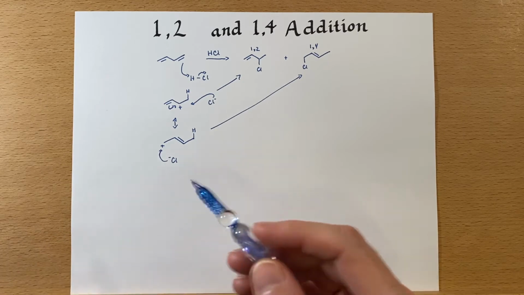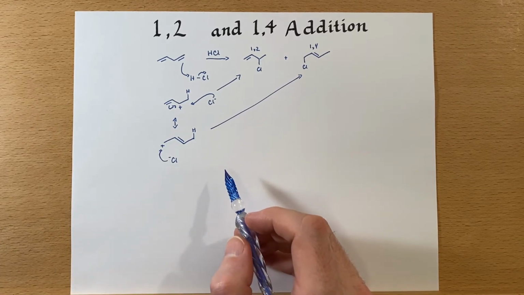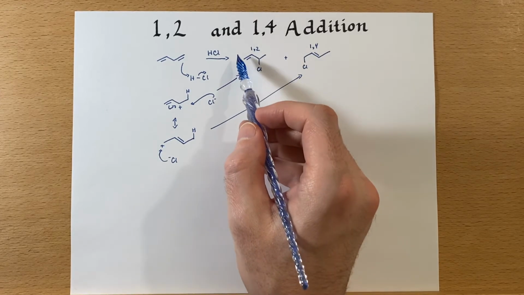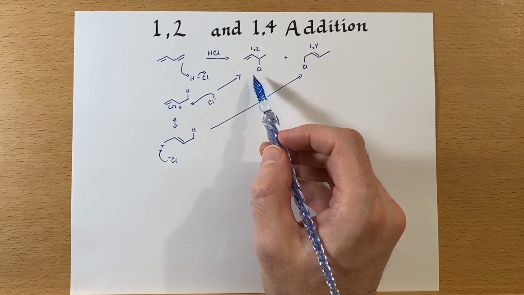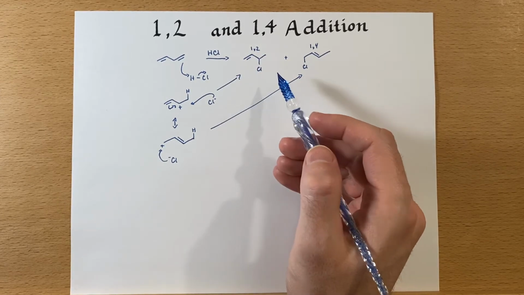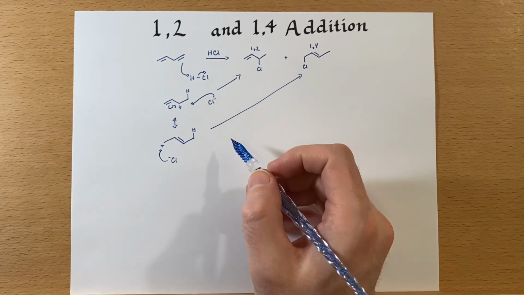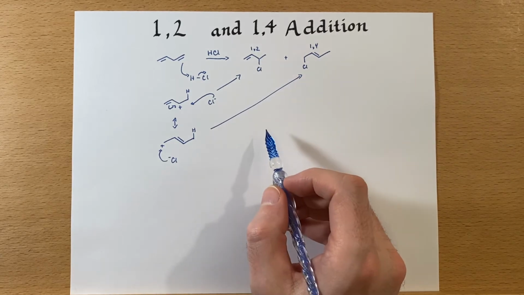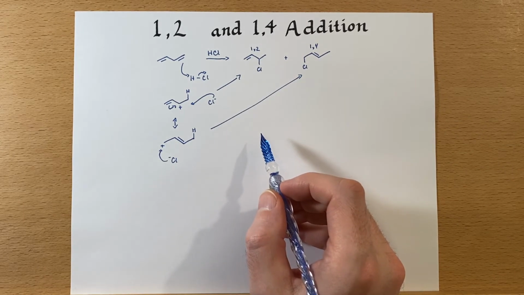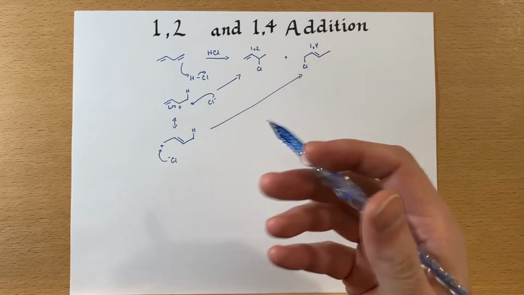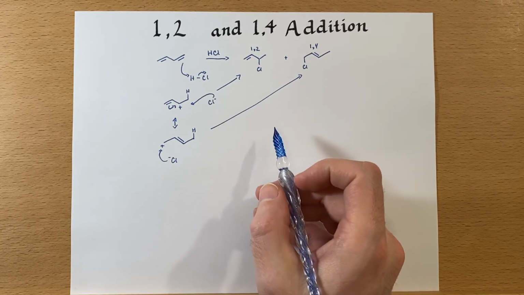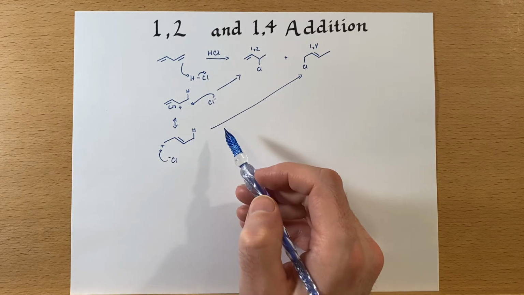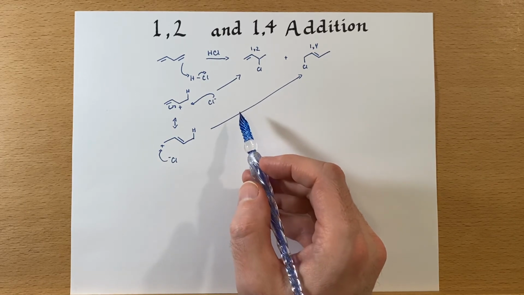Now, you might be asking, how do we control which way this goes? Because maybe I would like the 1,2 addition product. Well, how do I get the 1,2 addition product? Well, that is the kinetic product. So I'll have to set up kinetic conditions. That is lowering the temperature and having the attacking species at a very high concentration.